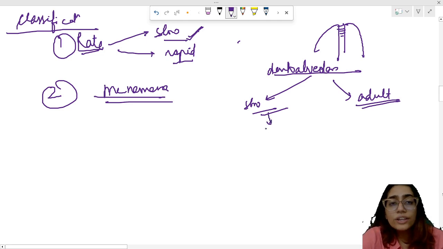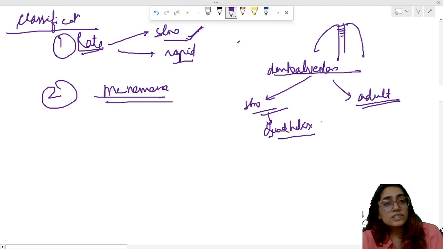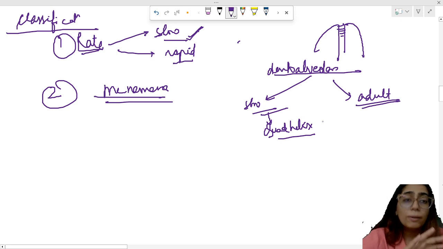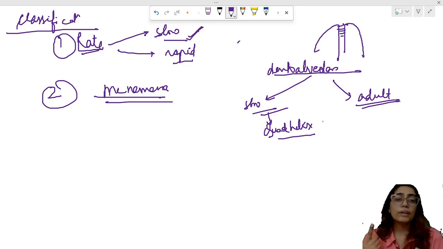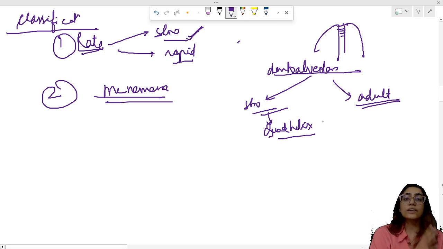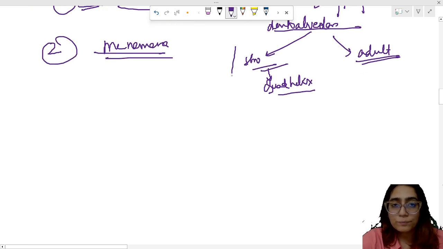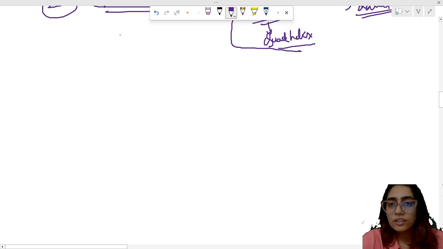So you also might find some questions. For example, the quad helix appliance, which we'll cover later, falls in the slow category of expansion, but when given in earlier stages, that is prior to ossification, leads to some skeletal effects, but after ossification will lead to dental effects. But we cannot get confused. So whenever this term comes, dentoalveolar, you need to think about the slow expansion or expansion which will be done in adults. So talking about the classification given by McNamara, he has divided the classification into three types.